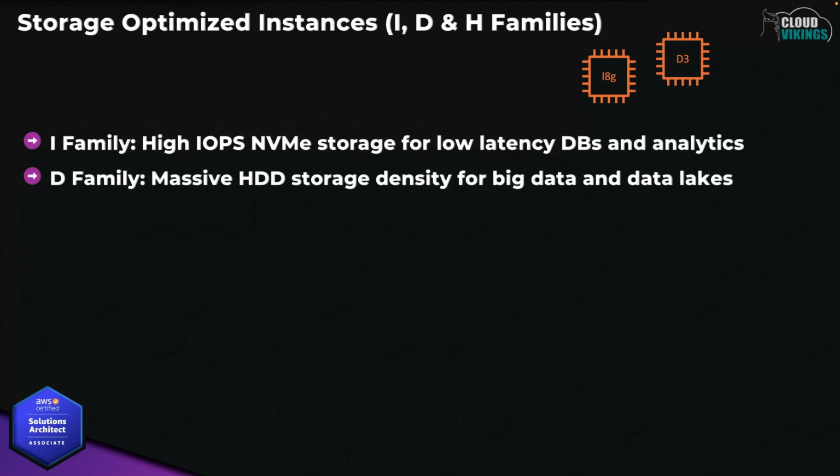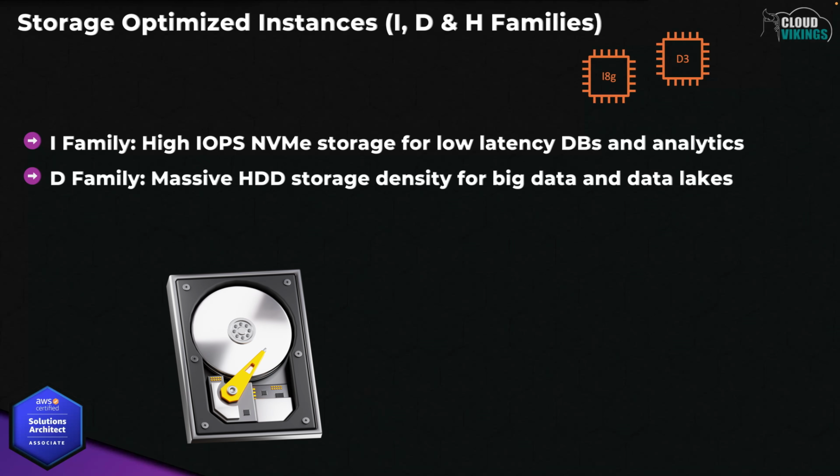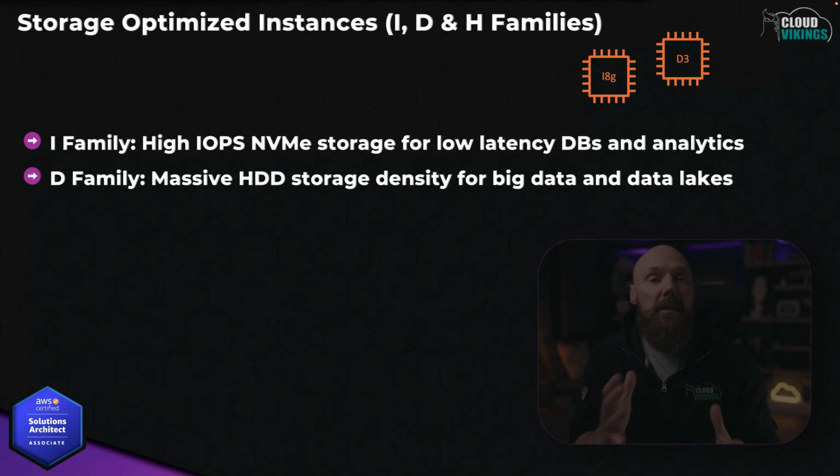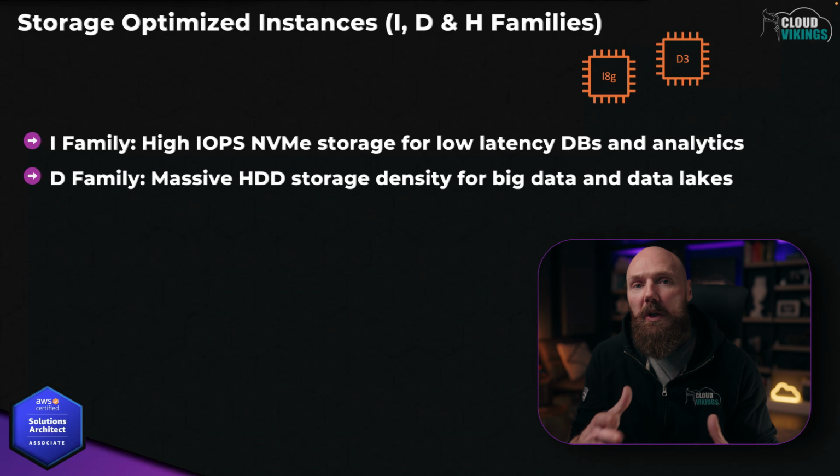Now, another branch of the storage-optimized instances is the D-family, where the emphasis is on dense storage capacity. D instances come with large amounts of magnetic HDD storage as opposed to SSD, and offer many terabytes of storage across multiple drives. These are designed for workloads that need a lot of sequential read-write and very large data sets on local disk. These instances specialize in high throughput read-write bandwidth rather than high IOPS.